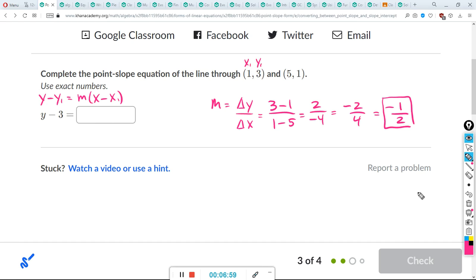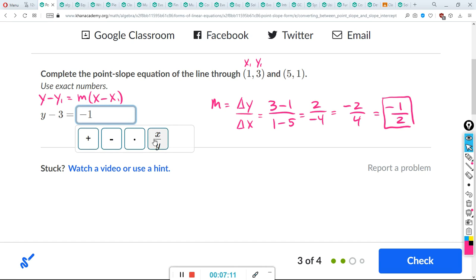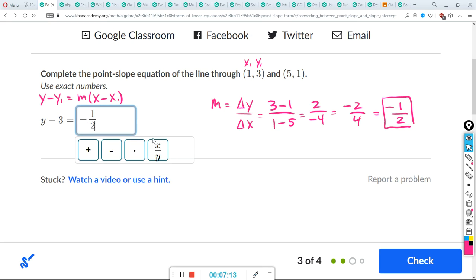So now we can finish. y minus 3 equals m, which is negative 1/2. So I'm going to type negative 1, hit the fraction button, so it's negative 1/2. Then click out front, and it's going to be x minus x1. x minus x1 we said was 1. So that's it.